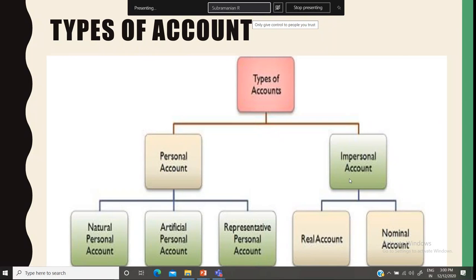Impersonal account is of two types: one is the real account, the other is the nominal account. So what is meant by real account? Real account is inclusive of tangible real and intangible real. All the tangible and intangible things will come into real account only. So what is meant by tangible? Tangible means you can see it, you can touch it, you can do whatever you want.